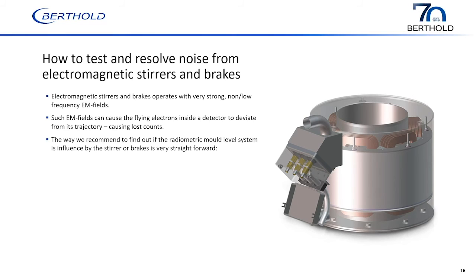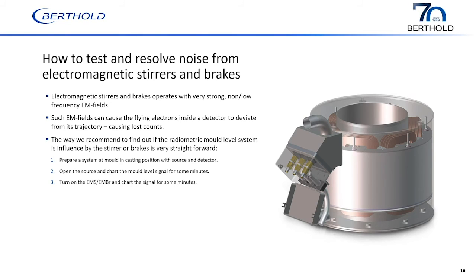So the way we recommend to find out if your radiometric mold level system is affected by a stirrer or brake is very straightforward. First, you prepare a mold or a system at the mold casting position with source and detector. Then you open the source and chart the mold level signal for some minutes. You turn the stirrer or brake on and chart the signal for some minutes. Then you compare the deviation for the two charted signals with the stirrer or brake turned off and on.